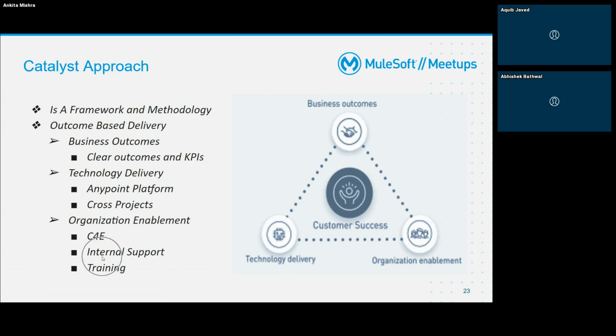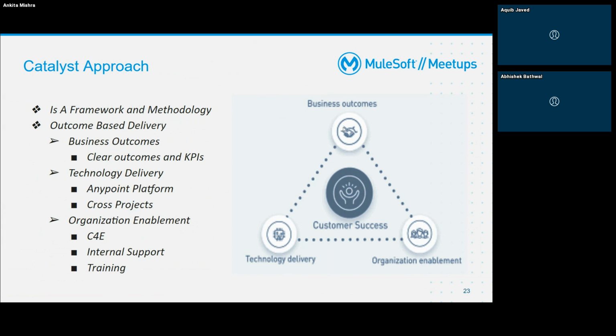Second is internal support. Do we have internal support that can be provided to our resources? Do we have proper training systems to enable our resources to use this technology and to understand the business outcomes in a descriptive way? So if these three pillars are checked, we will be able to attain customer success. So who will help us to understand these business outcomes? For this, we have something called Catalyst playbooks. We have something called MuleSoft Catalyst playbooks.